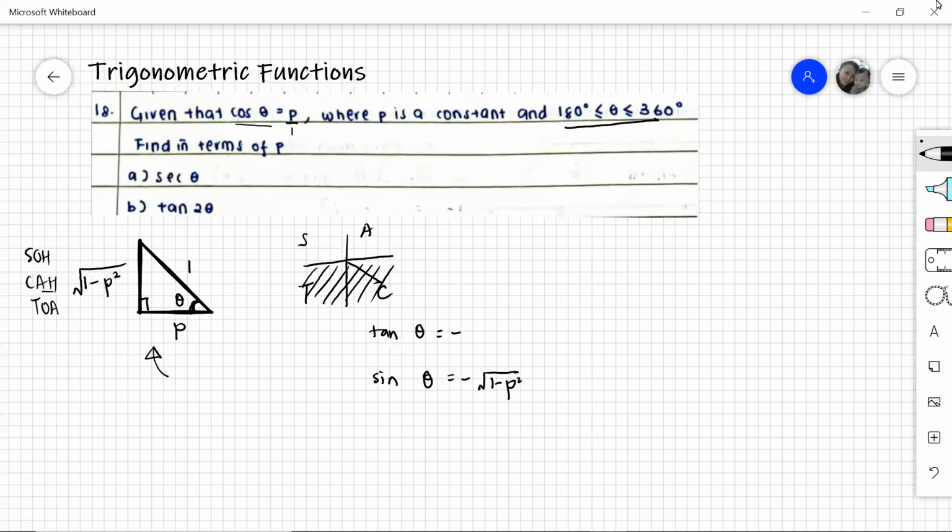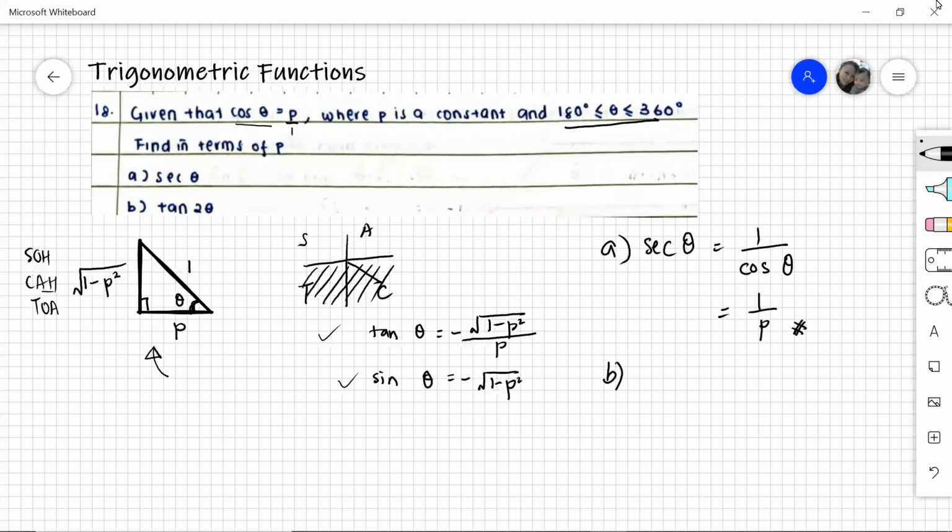And the tangent theta will be the opposite over the adjacent. So that will be square root of 1 minus p squared over the adjacent p. So with these, we can now start solving part A to find secant theta. So secant theta is actually 1 over cos theta. This is quite simple because we have the cos theta. So we just substitute p in, straightforward.